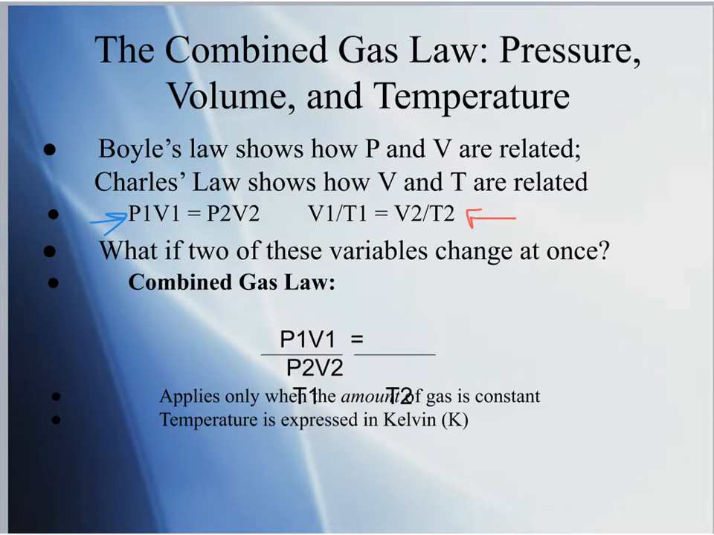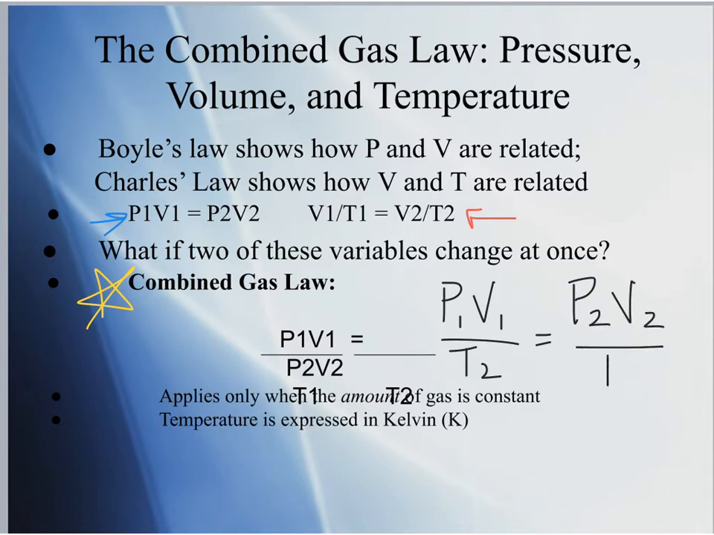So what if these two variables changed at once? Then we have what's called the combined gas law, where we combine both Boyle's and Charles' law into one giant law that apparently got really screwed up when this app uploaded my PowerPoint. So what it should look like right there is P1 times V1 over T1 equals P2 times V2 over T2.